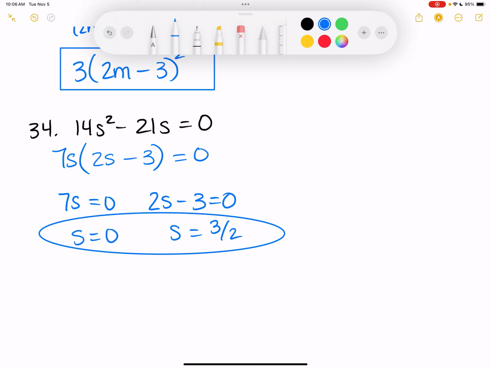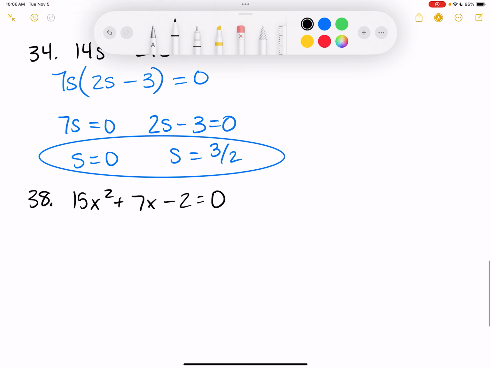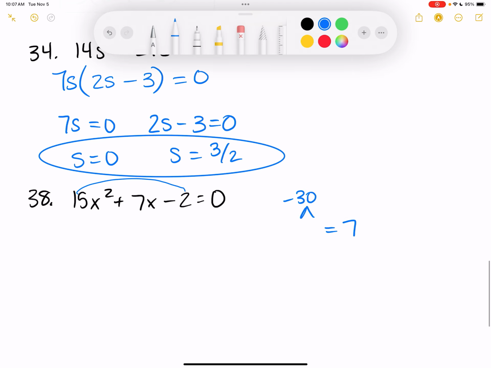38. 15x squared plus 7x minus 2 equals 0. Now we actually have to factor it. So I need factors of negative 30 that when added together give me a positive 7. 10 times negative 3. Yep, 10 and negative 3.